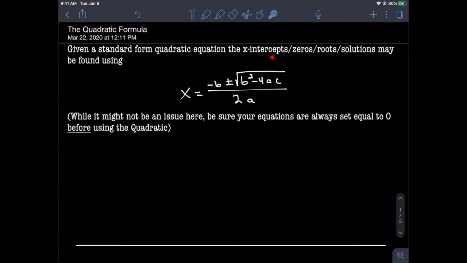Why, we are looking for the x-intercepts, also known as zeros, also known as roots, and also known as solutions. If you are asked to find any one of those four things, then trust me, the quadratic formula is a very reliable way to go. And now let's get to the good stuff. That formula is seen right here.